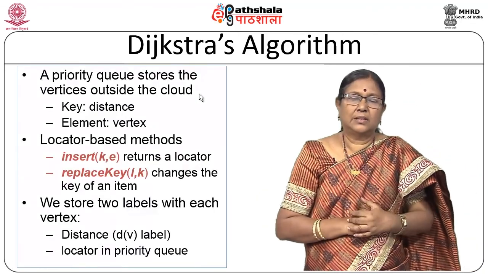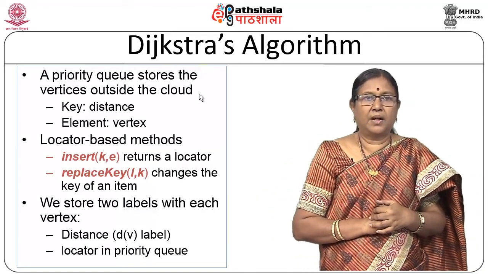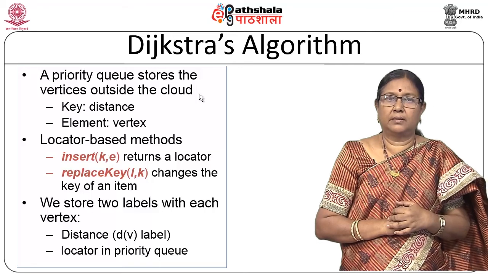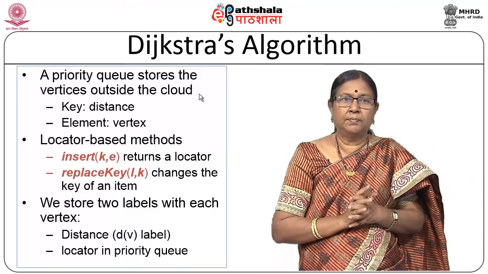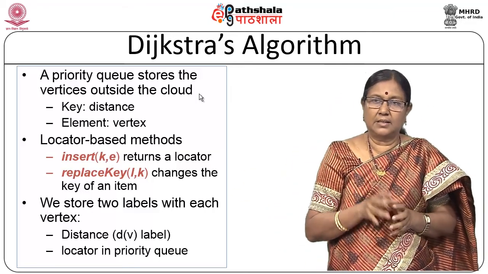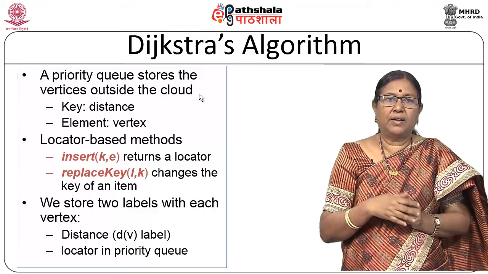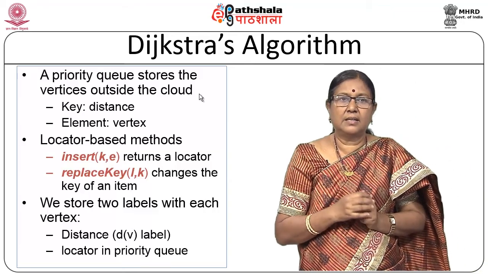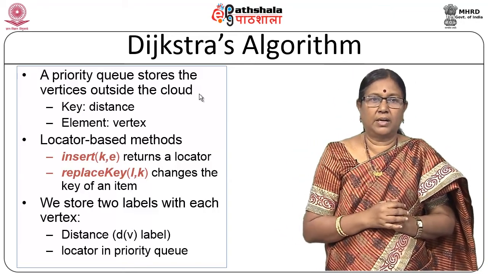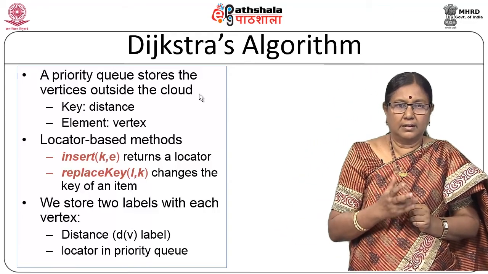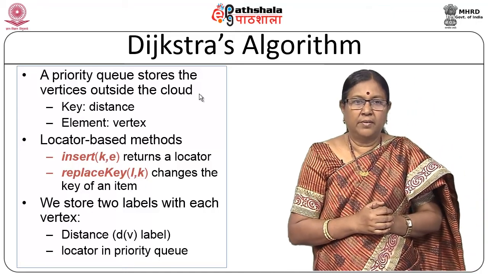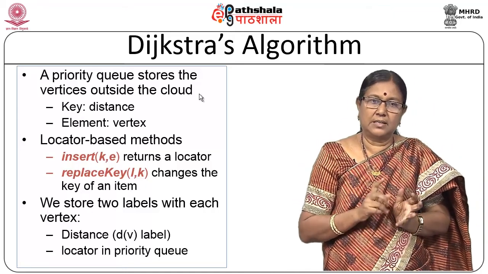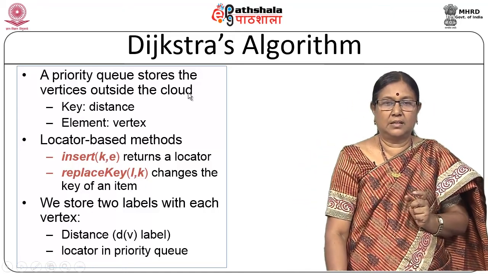Now, how is Dijkstra's algorithm implemented? A priority queue stores the vertices that are outside the cloud. The key will be the distance and the element will be the vertex, and you have locator-based methods. Insert(k, e) returns a locator, and replaceKey changes the key of an item. We store two labels with each vertex: the distance and the location in the priority queue.